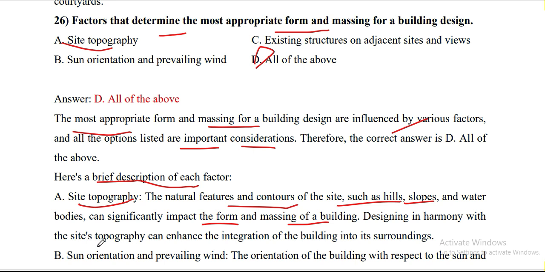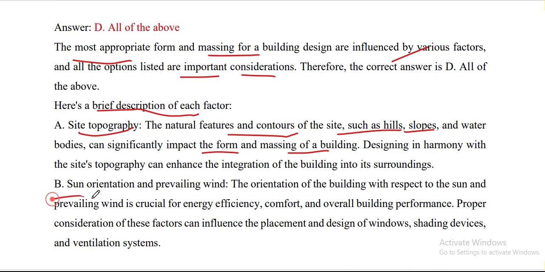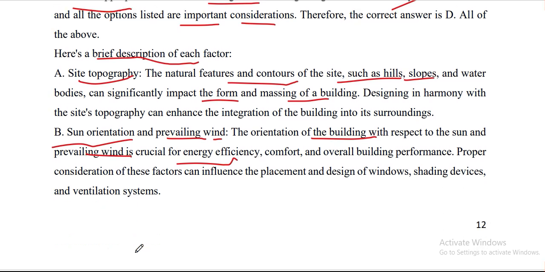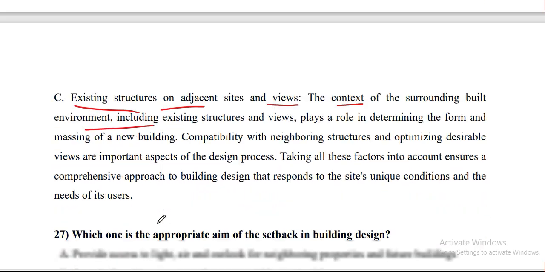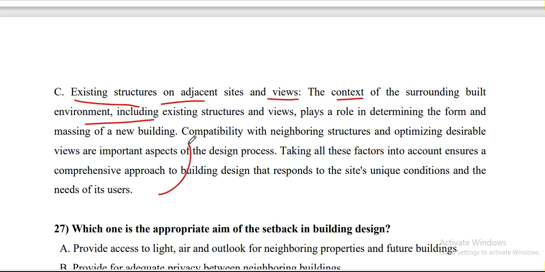B. Sun orientation and prevailing wind. The orientation of the building with respect to sunlight and prevailing winds is crucial for energy efficiency and comfort. So, all are the best answer. C. Existing structures on the adjacent sites and the views. For this one, see the descriptions of it. So, all are the best answer.